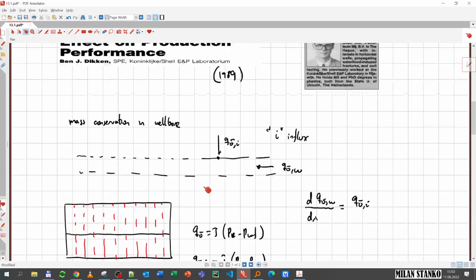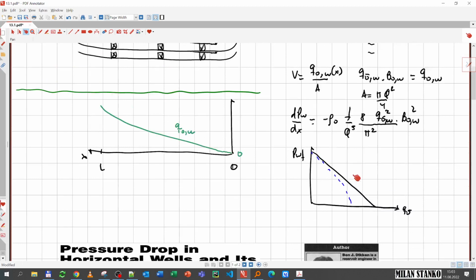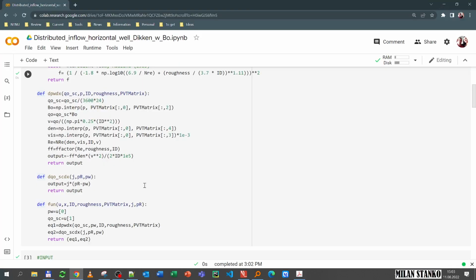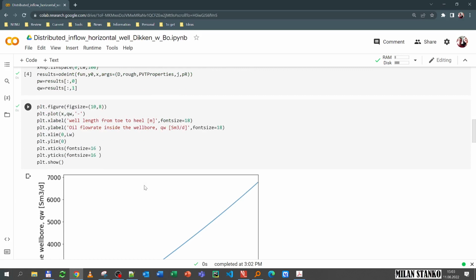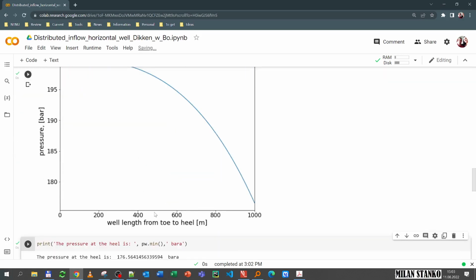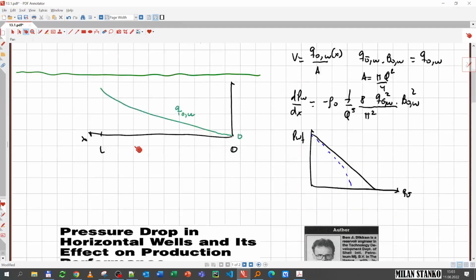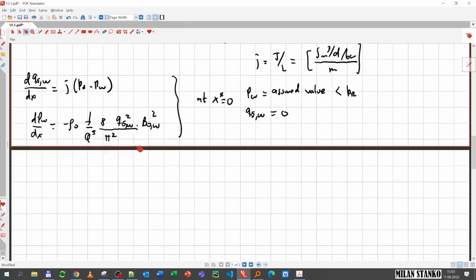Okay, I want to know essentially this famous equation that we have been looking at here, that we say is the relationship between PWF and QO. So one way to do that is I can repeat all of this process. If you see here the PWF is 178, 176. So I will have 1 point in my IPR.